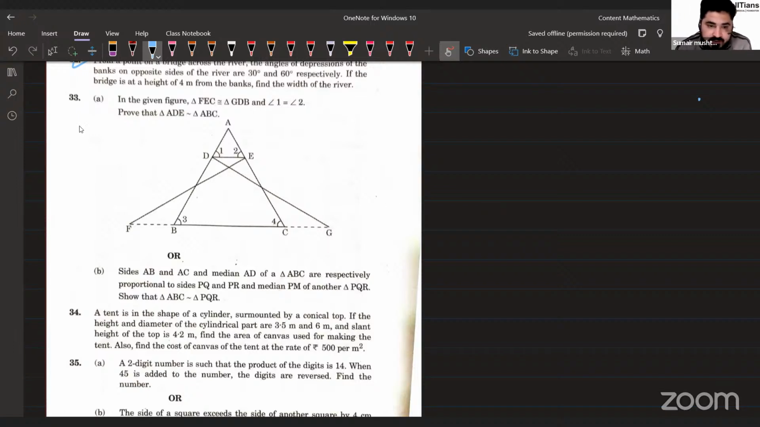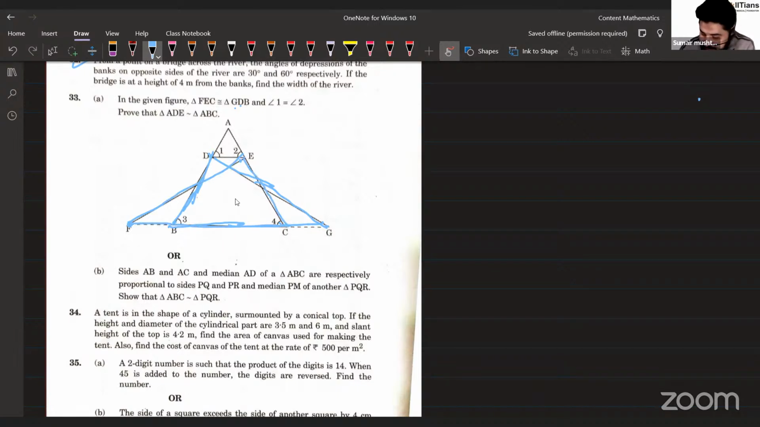Okay. How is this question done? I will just give the idea of this. See, in the given figure, triangle FEC and triangle GDB, these two are congruent to each other.